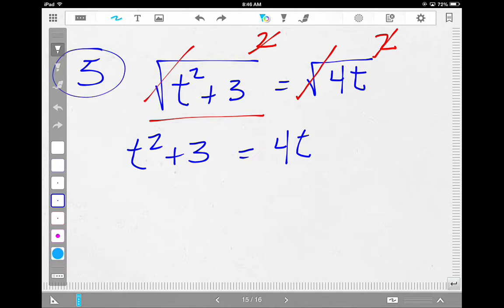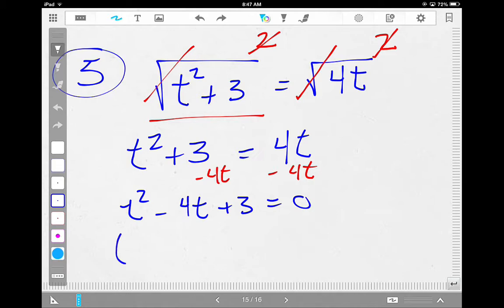I'm going to get 2 solutions. I could factor this, I could complete the square, or I could do the quadratic formula. I like to check and see if things factor first. So I'm going to subtract the 4t to the other side, which will give me t squared minus 4t plus 3 equals 0. Looking at that, I do believe that t times t will be t squared. If I do a minus 3 times a minus 1, I'll end up getting the plus 3, and a negative 3 plus negative 1 would be the negative 4.